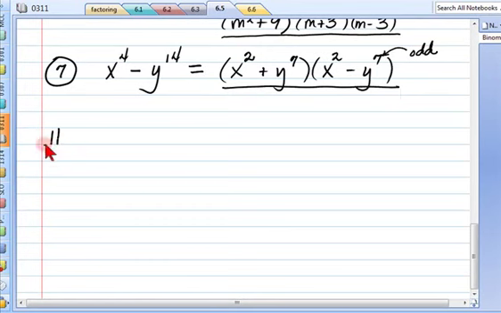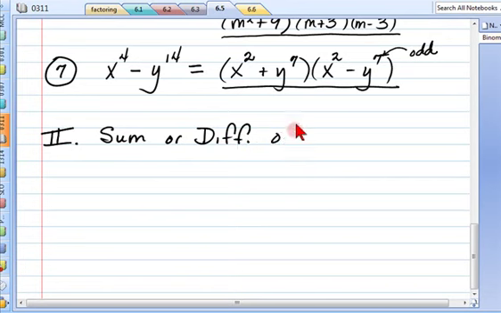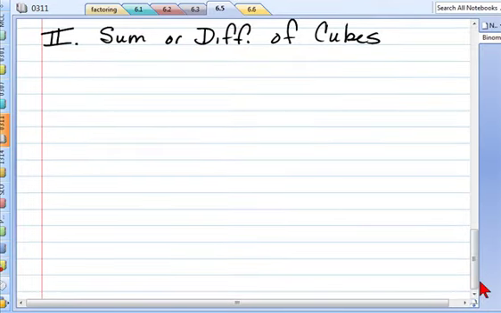The second kind of problem in this lesson is the sum or difference, and I'm going to abbreviate that, of cubes. The sum or difference of cubes. Now, please notice the big change. When it was squares, you could only factor the difference of squares. But when it comes to cubes, we're going to be able to factor the sum or the difference.